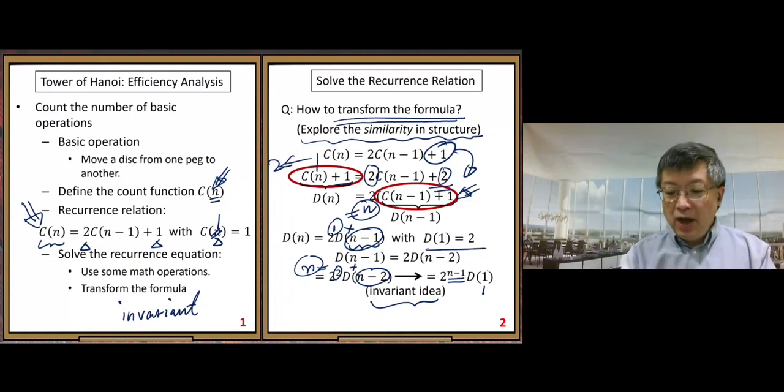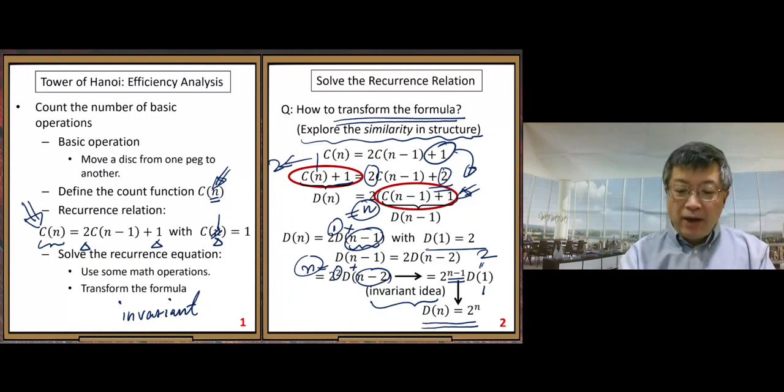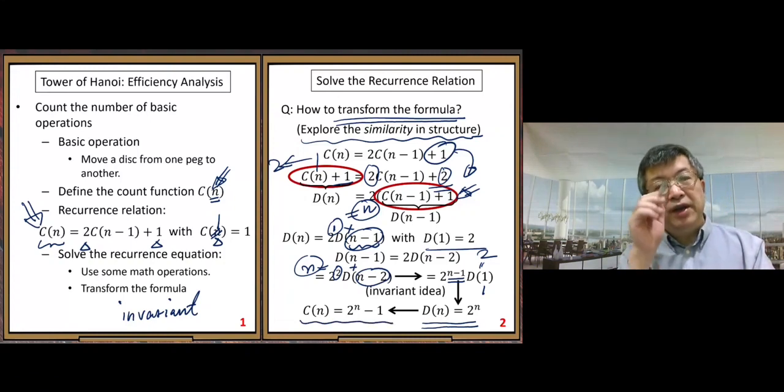All right. D of 1 equals 2, so we get 2 to the n minus 1 times 2. That's 2 to the nth power. D of n equals 2 to the nth power. Go back to C of n, because C of n equals D of n minus 1. So we get the final solution: C of n equals 2 to the n minus 1.